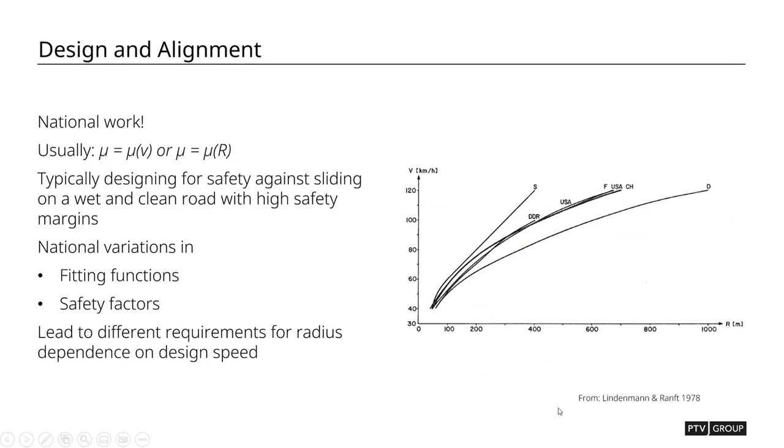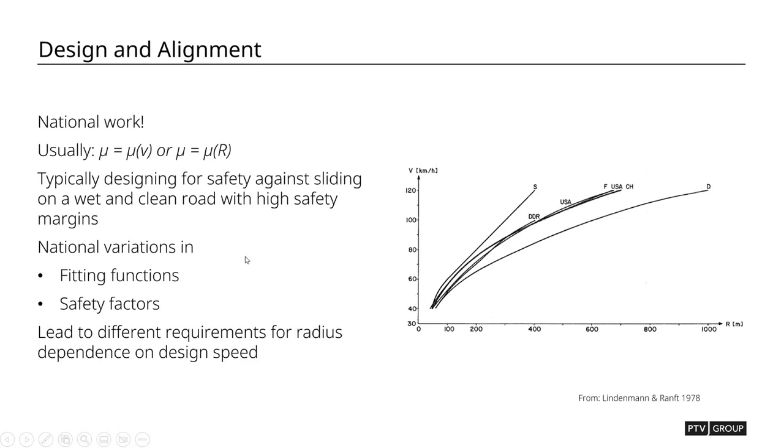As I said, it's national work. Here is a chart which I found. It's from 1978. It's not like that anymore today because I think there was some convergence as the engineers in various nations looked to each other. But you can see that at that time in Germany, they required quite large radii compared to other nations, and especially in Sweden, they were quite optimistic that you can go through a curve of, say, 200 or 300 meters radius at 100 kilometers per hour.